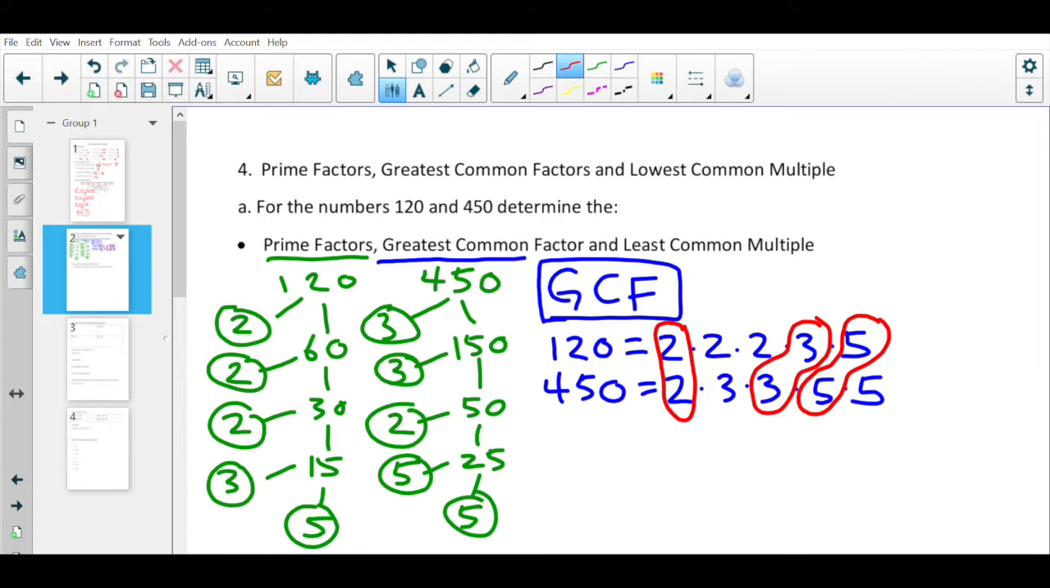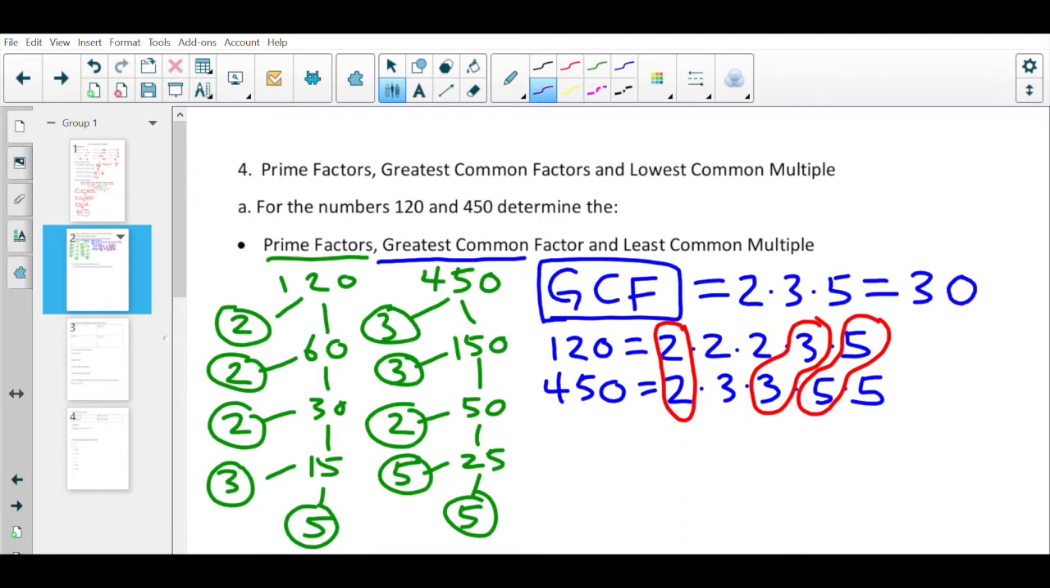And let's just scan one more time. Are there any more 3's for 120? Because I see another 3 for 450. No more 3's. And another 5 for 450. No more 5's up top. So we are done. So what is the greatest common factor? The greatest common factor of 120 and 450 is the prime factors that are in common multiplied together. 2 times 3 times 5. And 2 times 3 is 6, times 5 is 30. There is your greatest common factor.